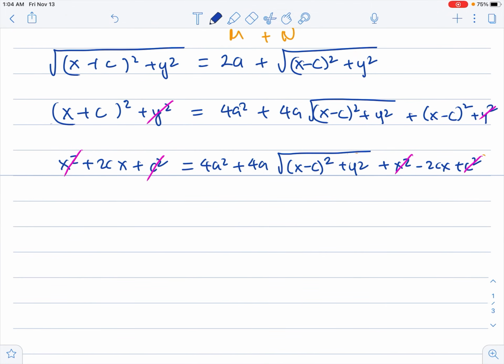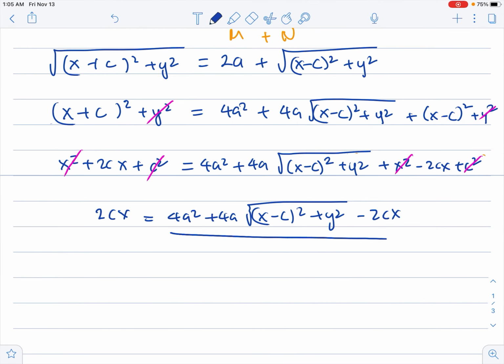Okay, so we have 2cx equals 4a squared plus 4a times the square root of (x minus c) quantity squared plus y squared, minus 2cx. Now remember na gusto nating mawala yung radical sign, di ba? Which means kailangan nating mag-square, no? Pero, pag maraming expressions, mahirap siya i-square. So as much as possible, gusto natin nag-iisa lang siya. No? So, isang pwedeng gawin natin ay tanggalin natin itong 4a squared tsaka yung minus 2cx.